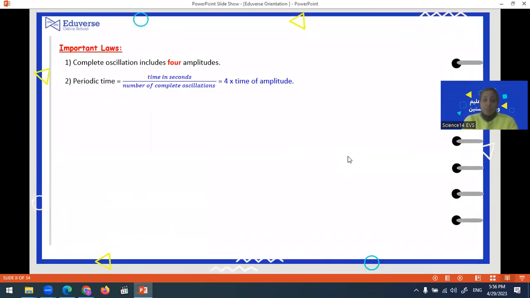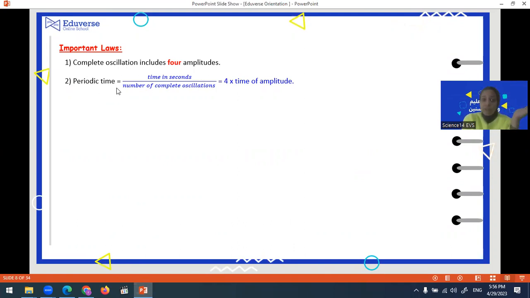Important notes, important laws. Please concentrate. Important law number 1. Complete oscillation includes how many amplitudes? We have 4 amplitudes in one complete oscillation.